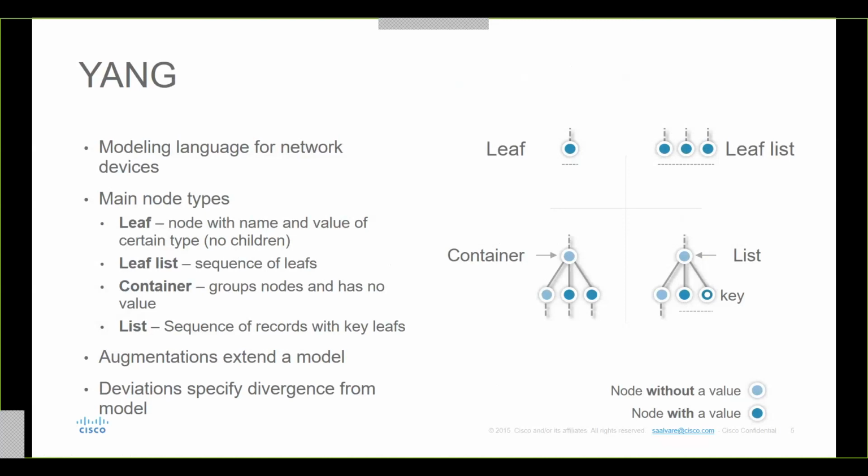Yang defines at least a couple of interesting functionalities. One of them is the concept of augmentation. So if you define a model, it can be extended through a process that is called augmentation. And the second one is a deviation. If you define a model and the device, for some reason, is not able to support parts of that model, the device can document a deviation. So it's basically a disclaimer from the device saying these parts of the model I'm not able to support.